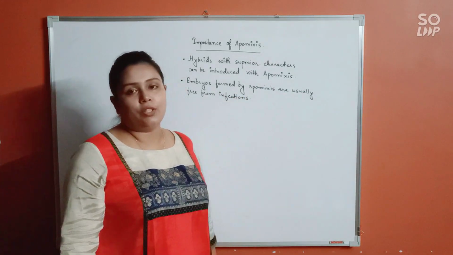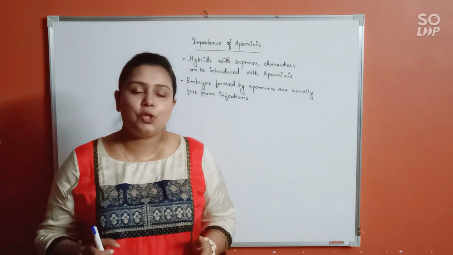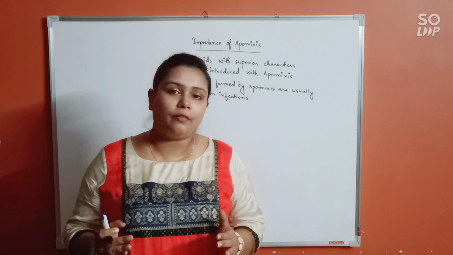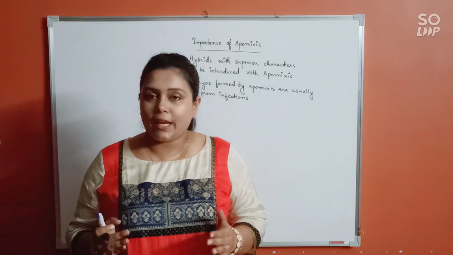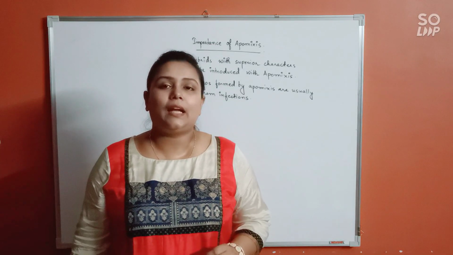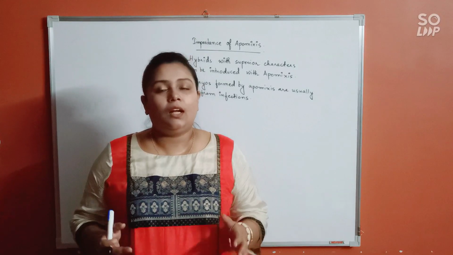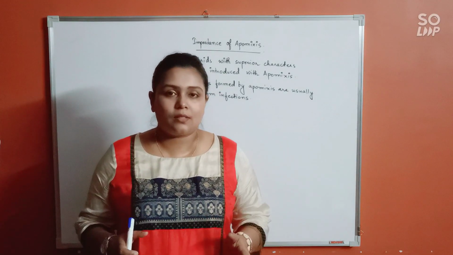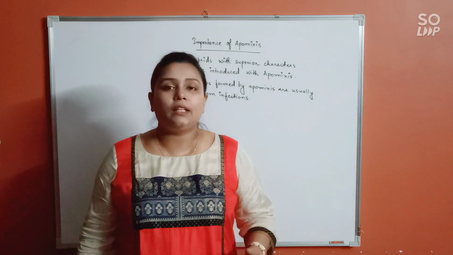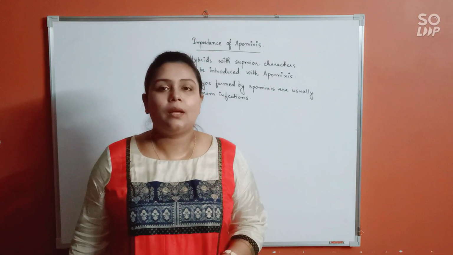So this being the importance of apomixis, with that we come to an end of this chapter. Sexual reproduction in flowering plants chapter is completed here. I hope all of you have been clear about the chapter and have liked it too. In the next class we will start a new chapter, that is strategies for enhancement in food production. This chapter has been divided into two parts. One part is under zoology, that is animal husbandry. Another part is under botany, that is plant breeding. So we'll start plant breeding in the next class.